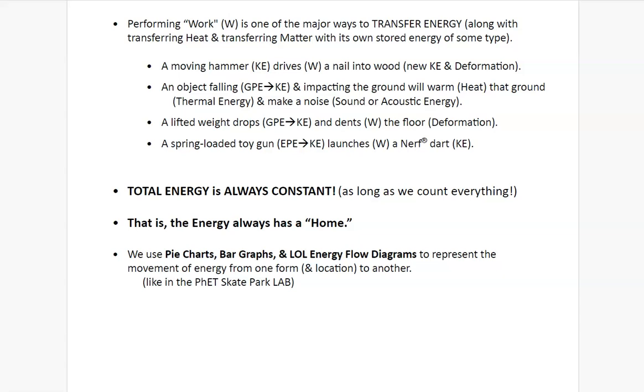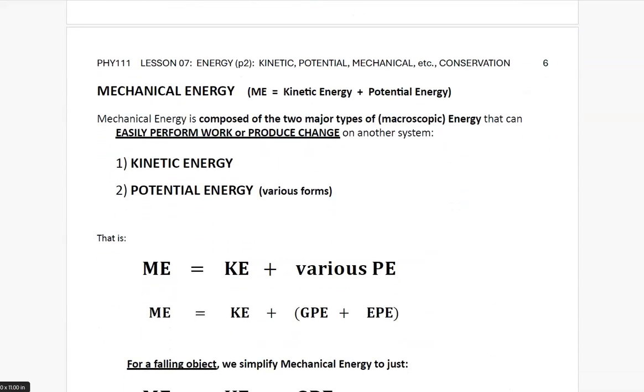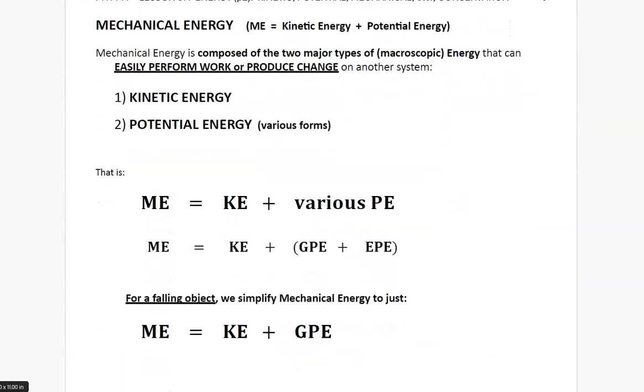And we have a variety of different methods that we use to diagram the energy as it's moving. We use pie charts, we use bar graphs, and we use something called an LOL, energy flow diagram, to represent the movement of energy from one form or location to another. And these are diagrams that are going to be used in the PHET Skate Park lab that you're going to be looking at.